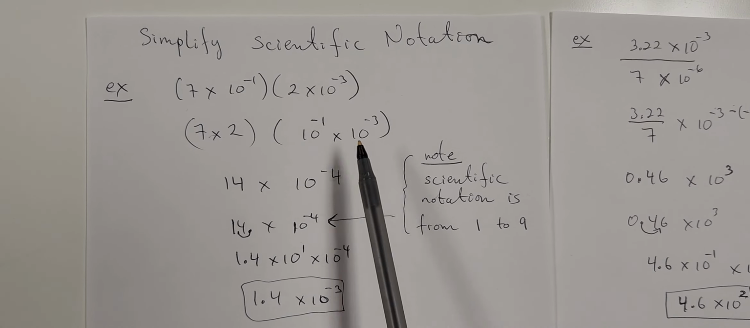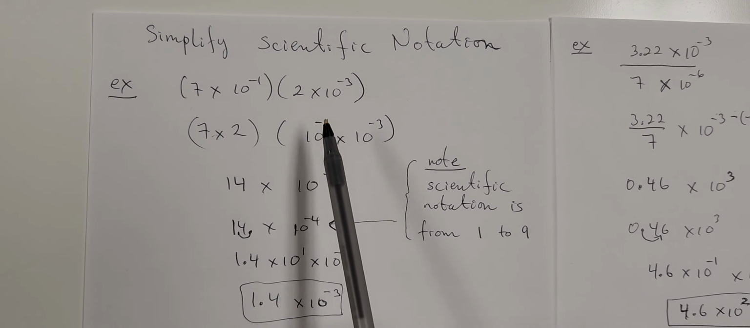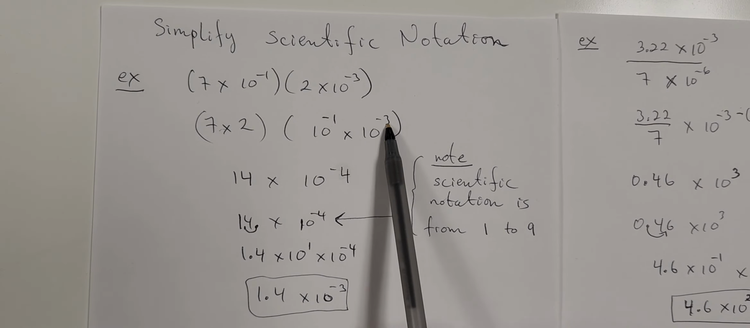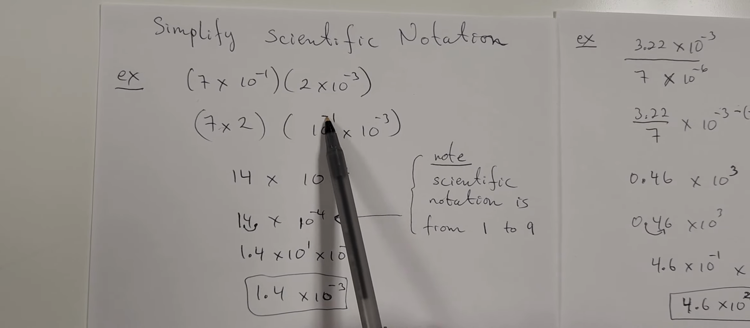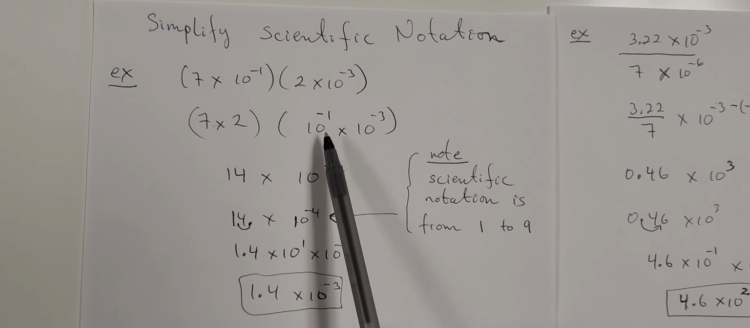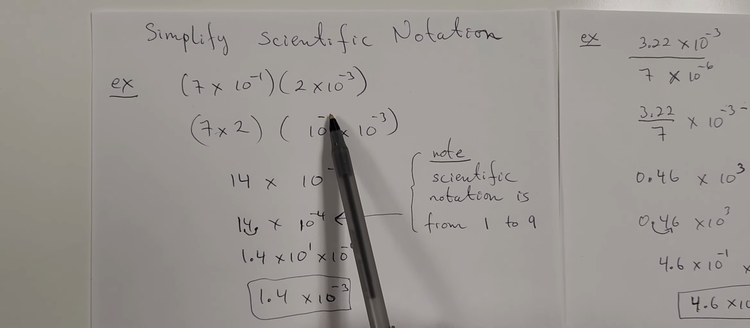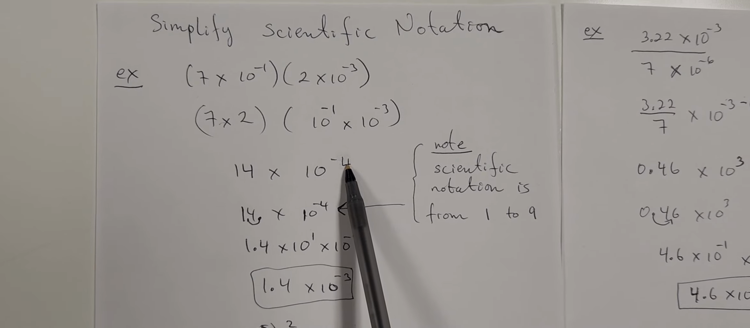Now if you remember, in exponents we can add here because the bases are the same. So -1 plus -3 gives me -4. One more time, here we add powers because we are in the same base. Okay, so -1 plus -3, -4.